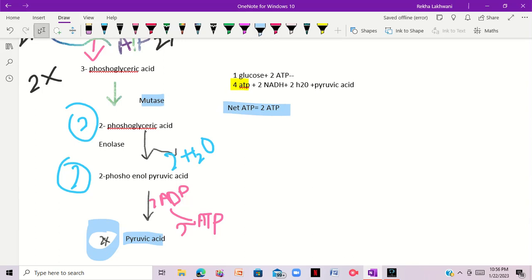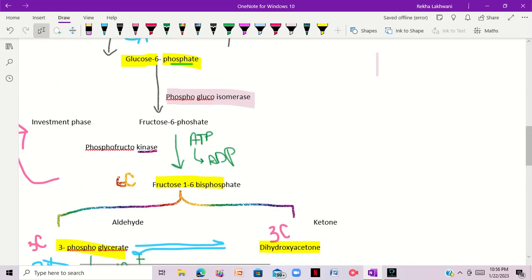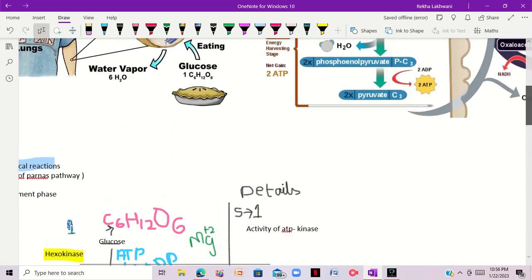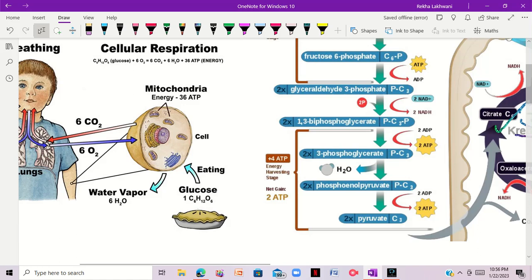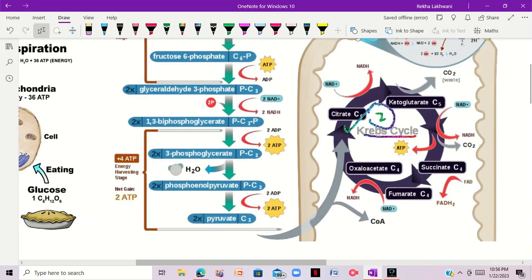So I hope this process of glycolysis is clear to you guys. If you have any kind of questions, you can ask me. I'll be very happy to answer you guys. You can see over here in this picture too.